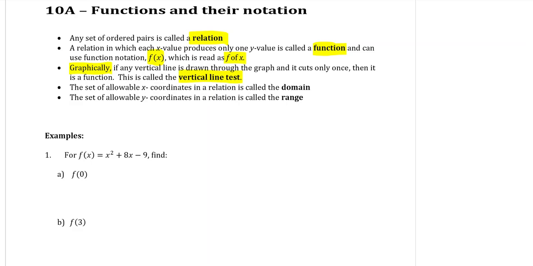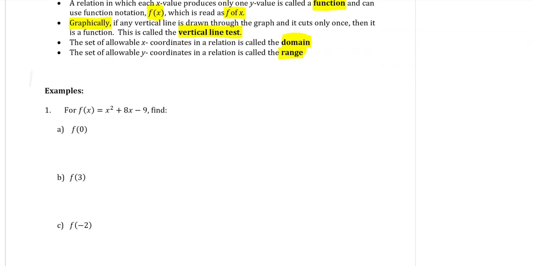Also, we have some new words here, which is domain and range. If we have an equation or a graph, we may be asked to find the domain, which is the possible x values that are allowed for that relation. And the range is the possible y values for that relation. Let's have a look at our examples.